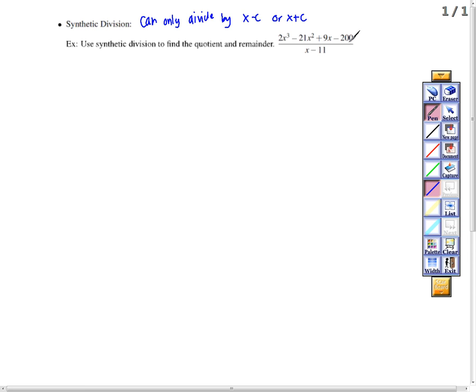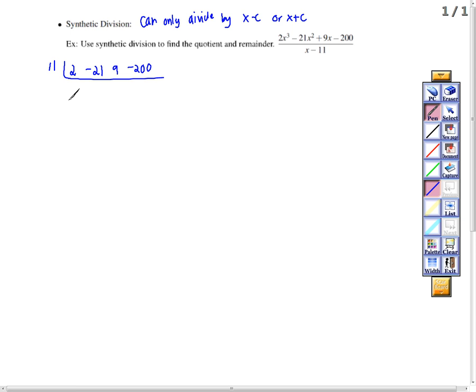So I'm going to put the polynomial p inside the little synthetic division bar. So I write down the coefficients. Make sure that your exponents are in order in descending power: 3, 2, 1, 0. If everything is as it should be, then you can just write that in your little synthetic division box. So 2, negative 21, 9, negative 200. Like that. So I'm dividing by x minus 11, so I put the 11 out here.